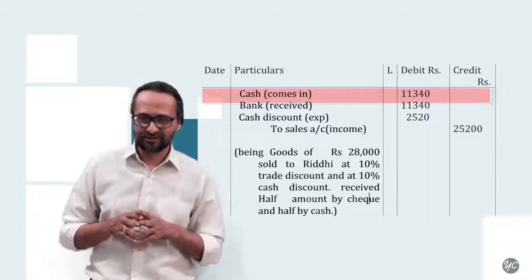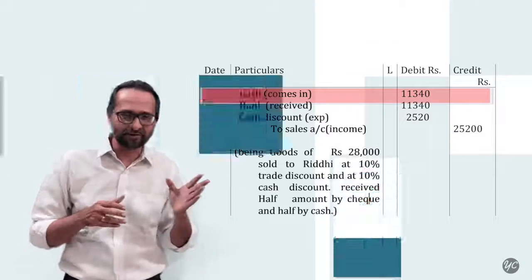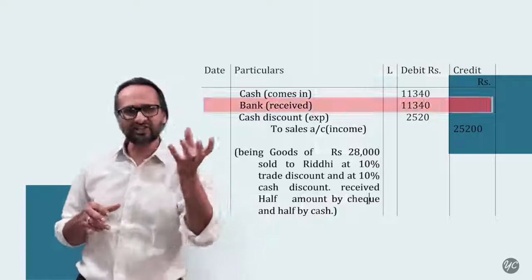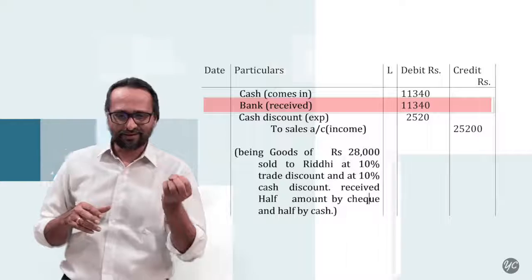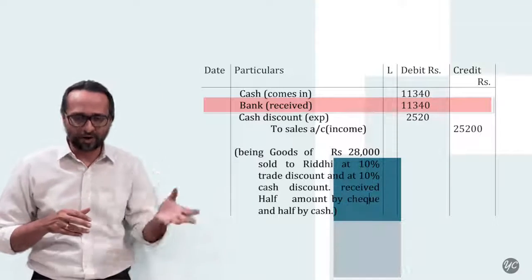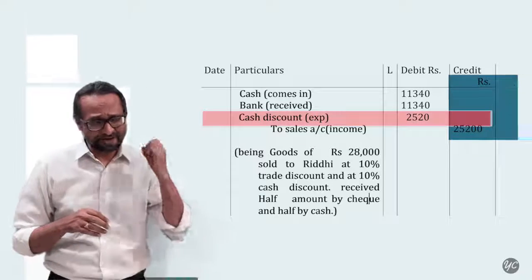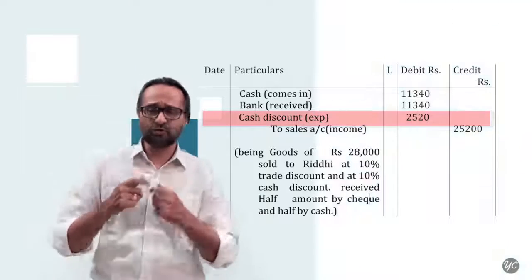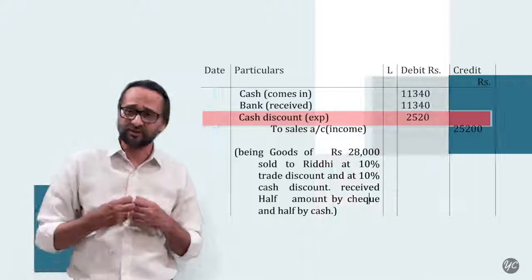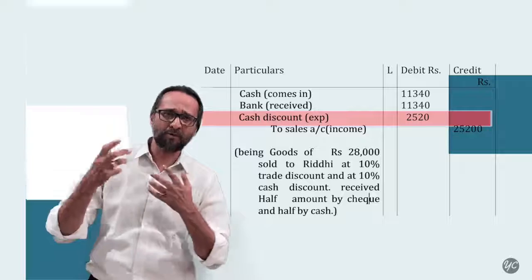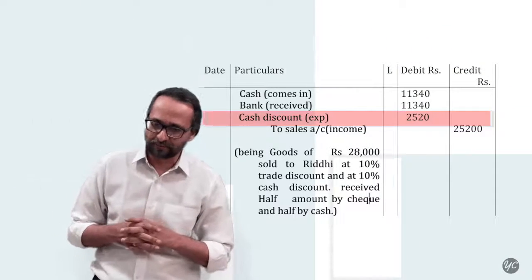So in this transaction, there are a total of 4 accounts involved. Number 1 is cash. Cash comes in because we are making sales, so cash account is debited. Bank is a receiving end. Bank is a personal account, and a personal account that receives benefit is always debited. So bank account is also debited. Now the important point is cash discount. Here we are giving cash discount to Riddhi, so that means it is one kind of expense for our business. And an expense, as per the nominal account rule, is always debited. So cash discount account is also debited.